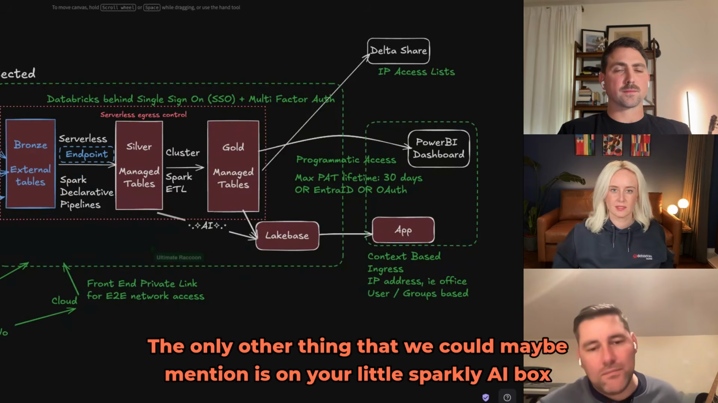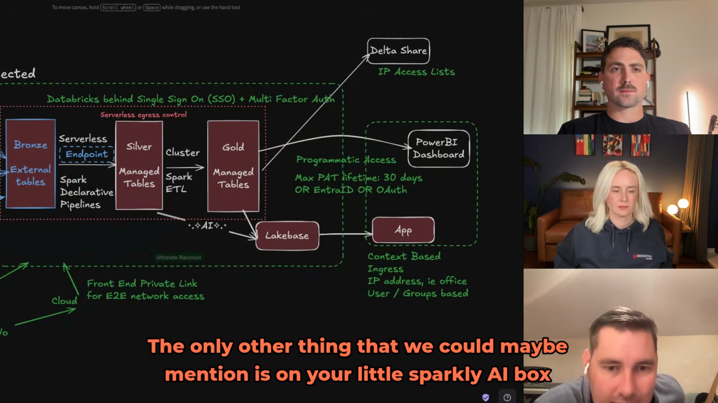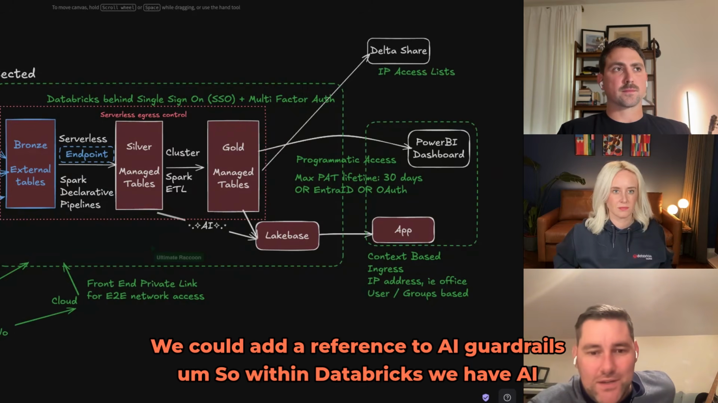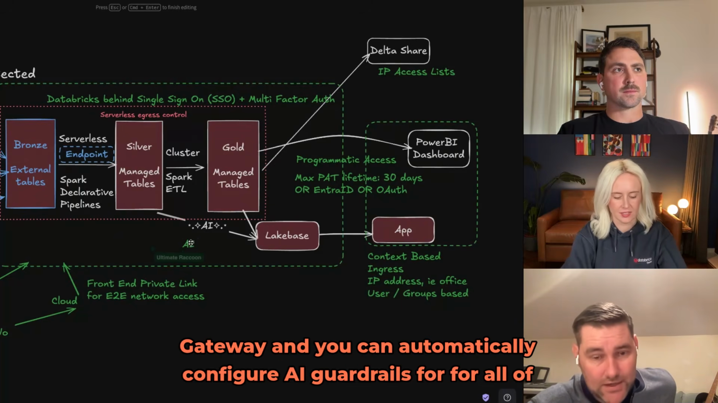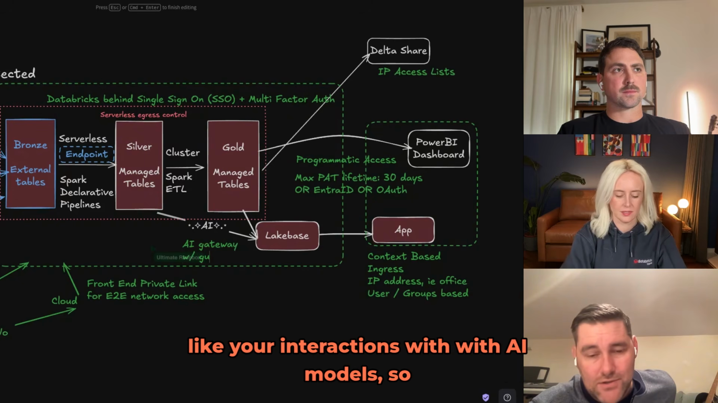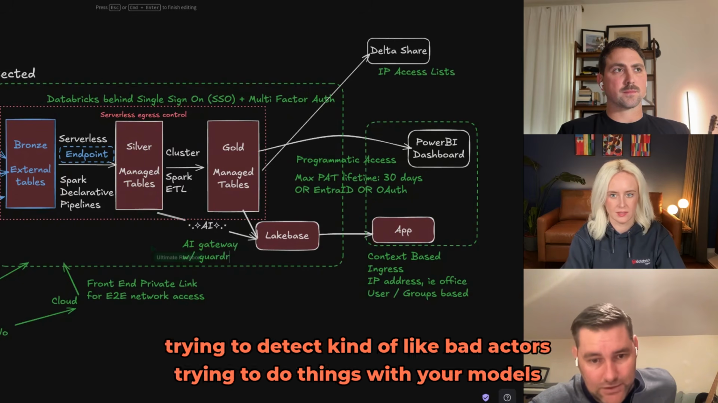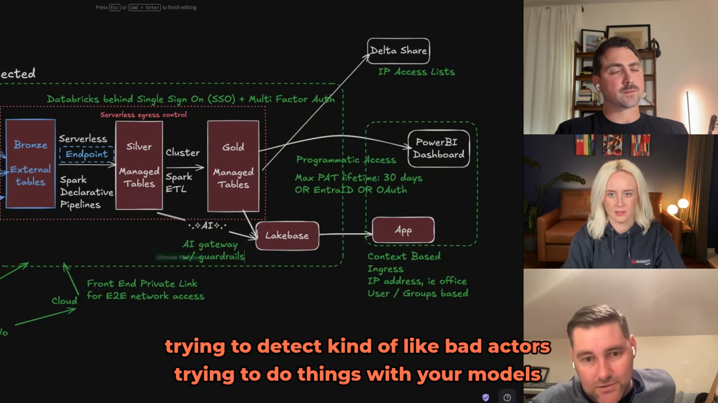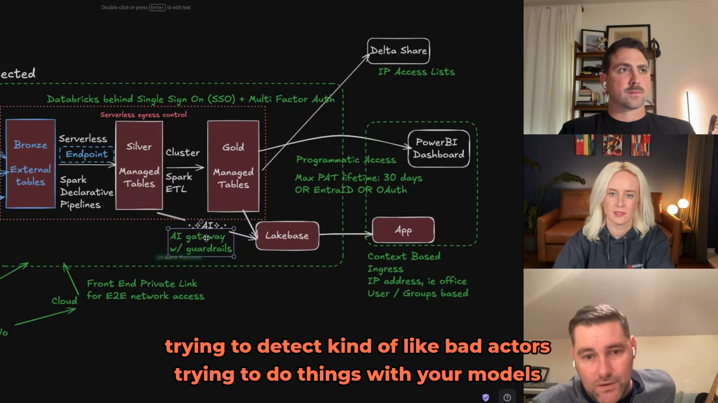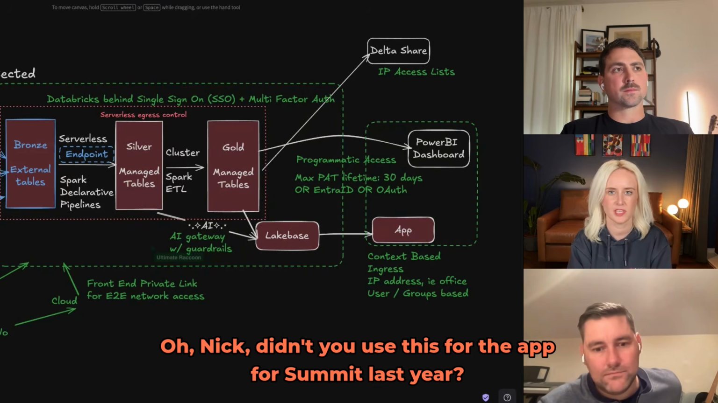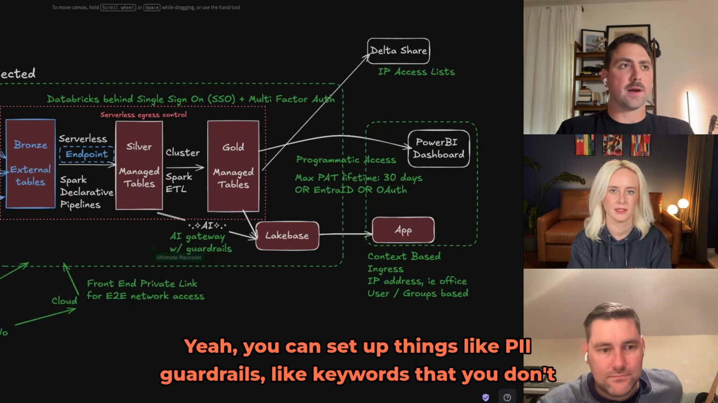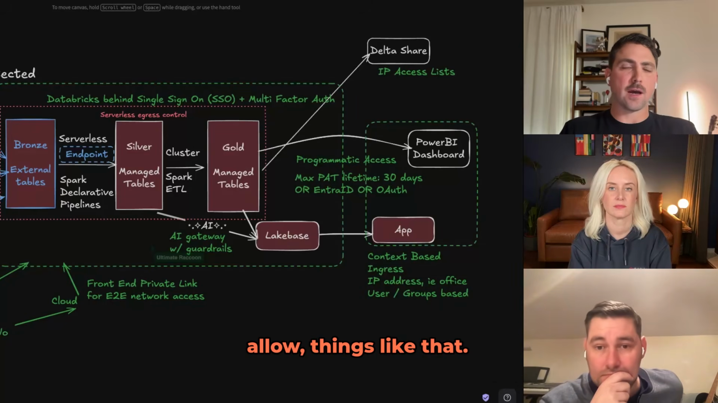The only other thing that we could maybe mention is on your little sparkly AI box, we could add a reference to AI guardrails. Within Databricks, we have AI Gateway, and you can automatically configure AI guardrails for all of your interactions with AI models, trying to detect bad actors trying to do things with your models, essentially. Oh, Nick, didn't you use this for the App First Summit last year? Yeah, you can set up things like PII guardrails, keywords that you don't allow, things like that.